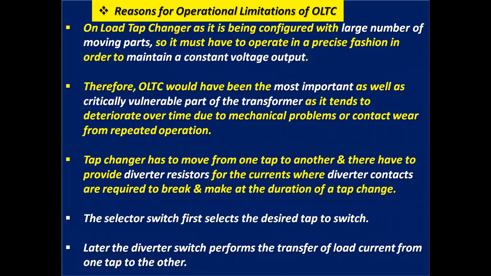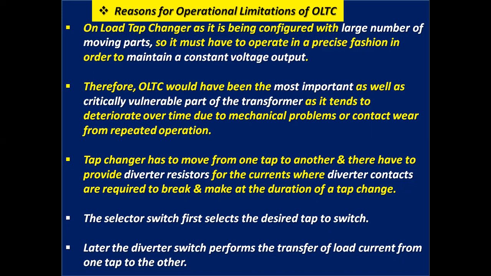Reasons for operational limitations of OLTC. As the on-load tap changer is configured with a large number of moving parts, it must operate in a precise fashion in order to maintain a constant voltage output. Therefore, the OLTC is the most important as well as critically vulnerable part of the transformer, as it tends to deteriorate over time due to mechanical problems or contact wear from repeated operation.